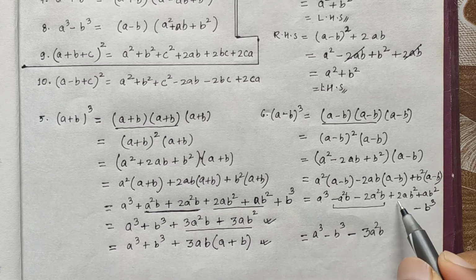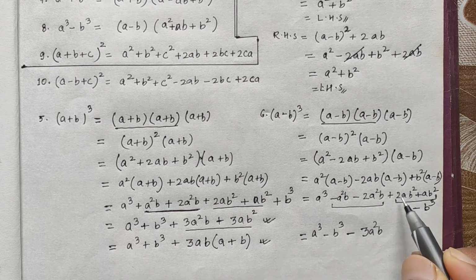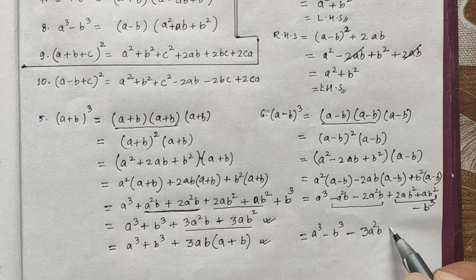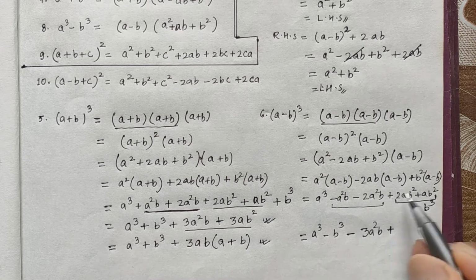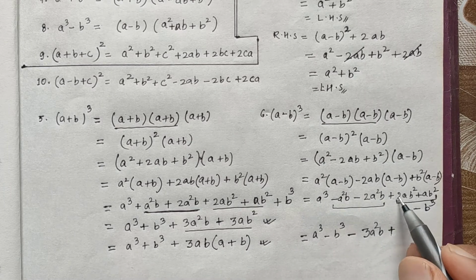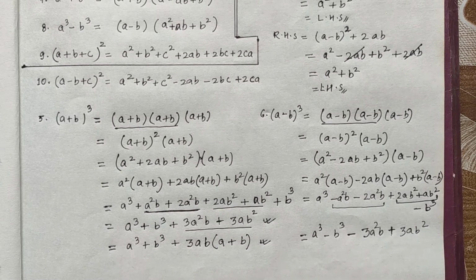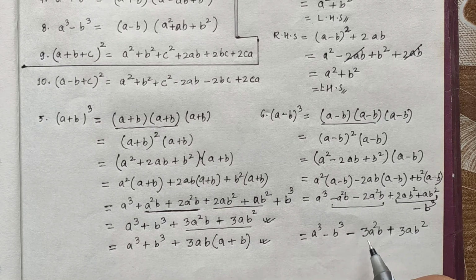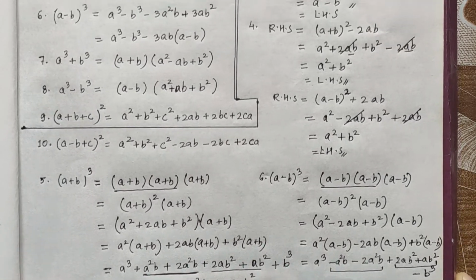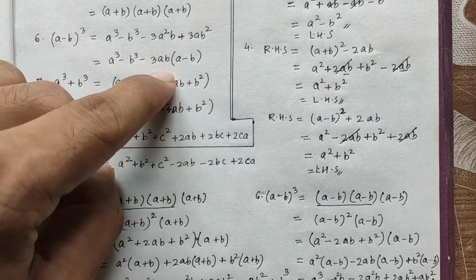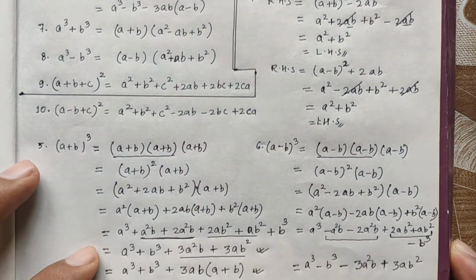Similarly you can add these two. This is plus, this is also plus, variables are same, so plus plus add, and the sign is plus. 2 plus 1 is 3ab square. So we have found one formula, this one here on the top, and we are going to take the common here now.